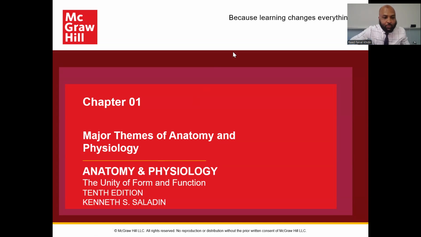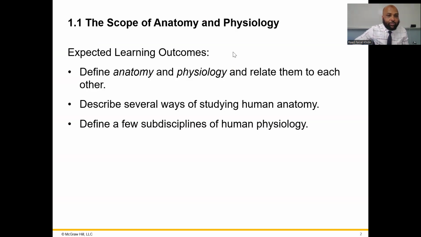Okay, so chapter one is all about the major themes of anatomy and physiology. We talked about the system of sensation, sensing a deviation in homeostasis. How do you make this disappear?